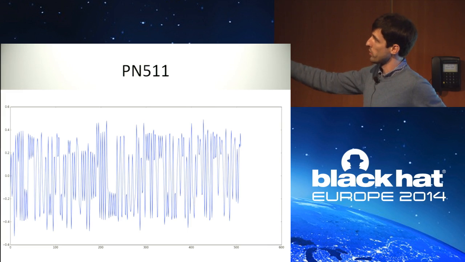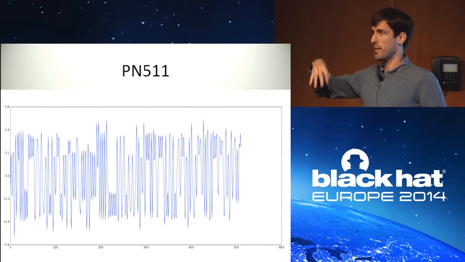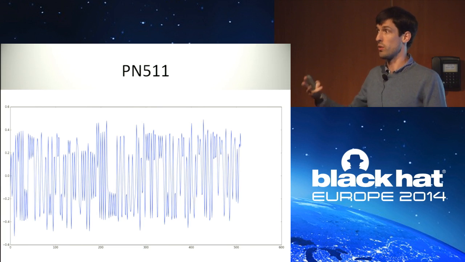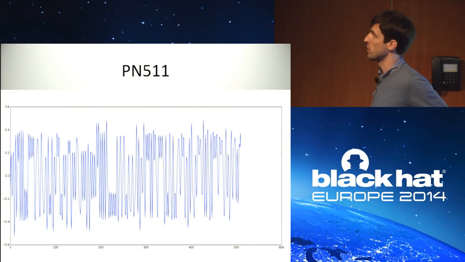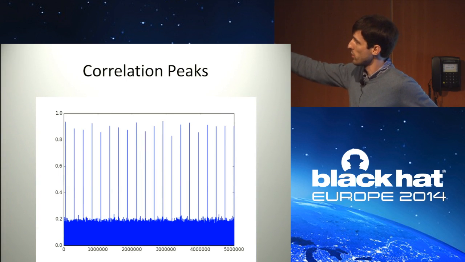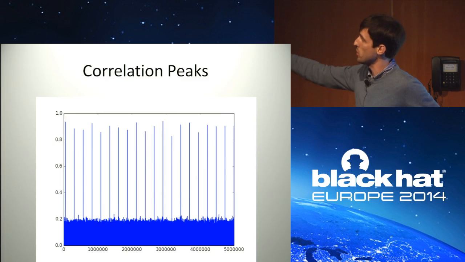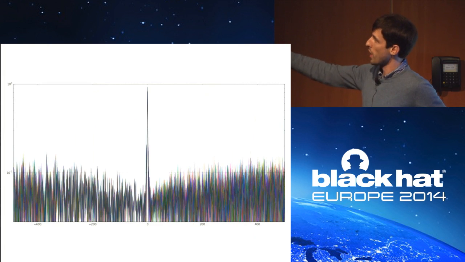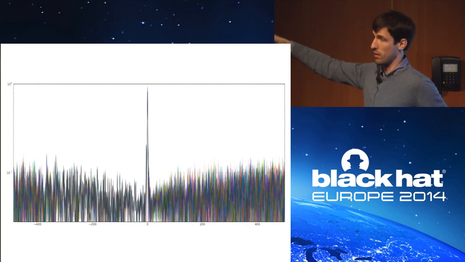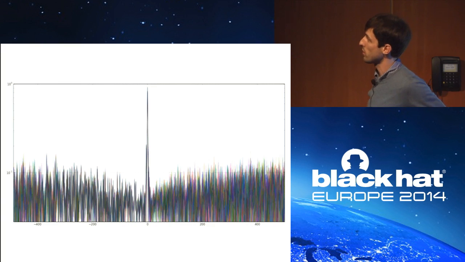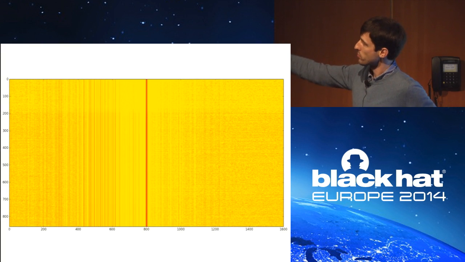This is the pseudo-noise PN code that's actually embedded in the signal that happens at regular intervals to demarcate the field sync so that a receiver can synchronize the signal. And it happens at regular intervals, as you can see there, with these correlation peaks. If you then synchronize, you get this great correlation peak for that particular PN sequence in your received signal. If you plot that over time, then you get, again, this beautiful peak.